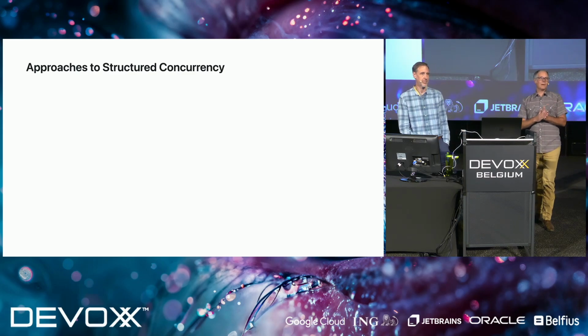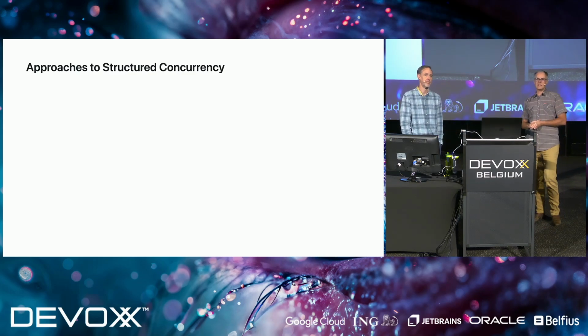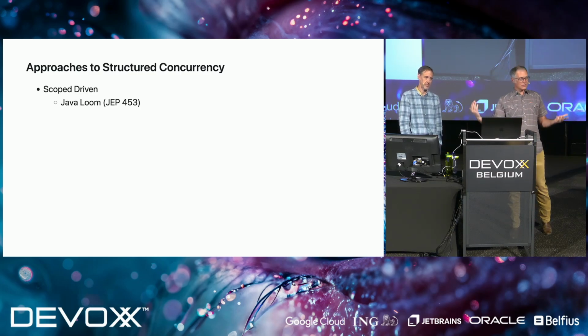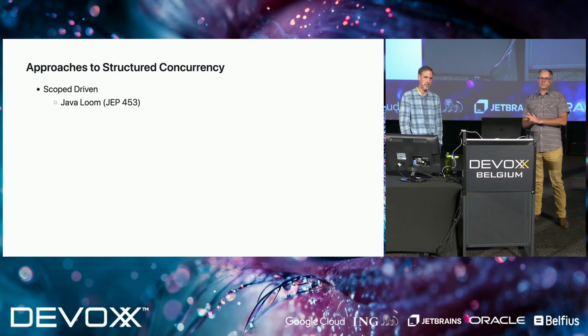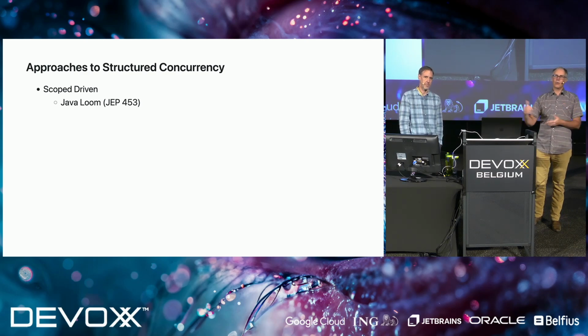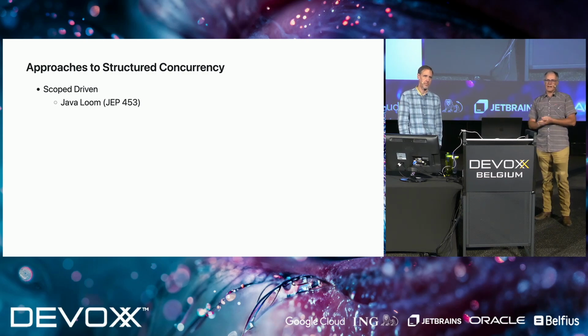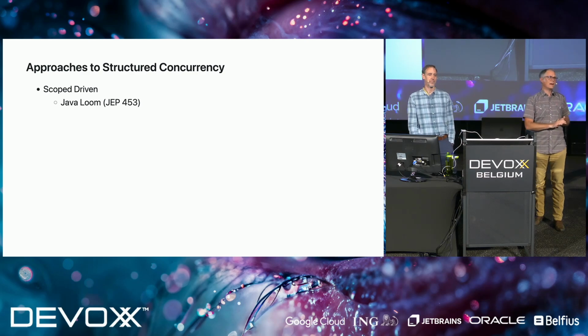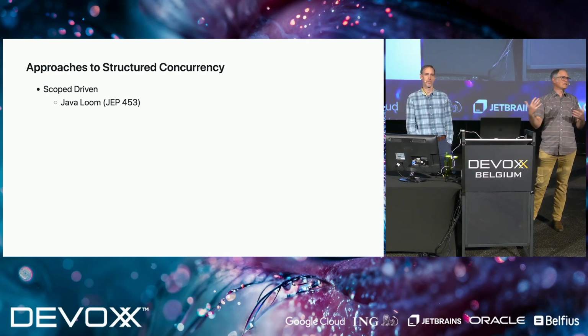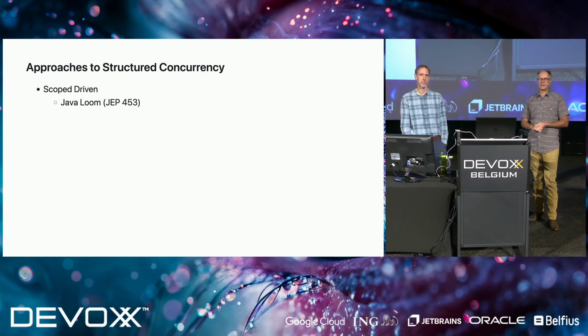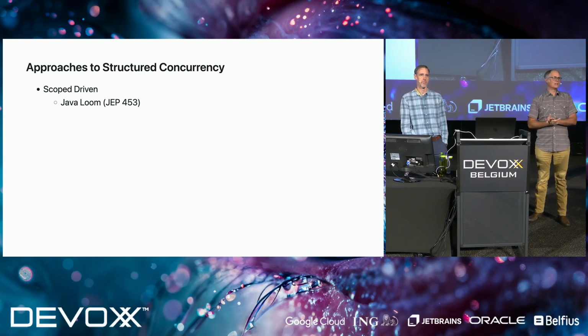Okay, so let's talk about some high-level approaches to structured concurrency, and then we'll get into some code. There are different ways that you can do structured concurrency. We're going to be focused mostly today on the scope-oriented way of doing structured concurrency, where you create a scope and then you create child tasks in that scope. And in the world of Java Loom, JEP 453 added a structured concurrency scope that gives you a nice API for doing this scope-oriented structured concurrency.